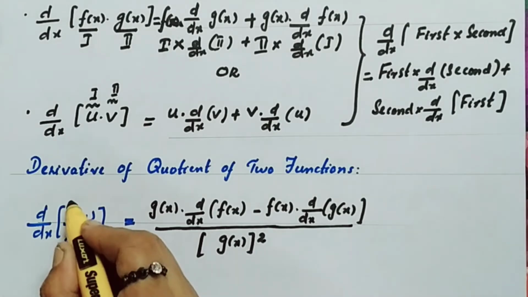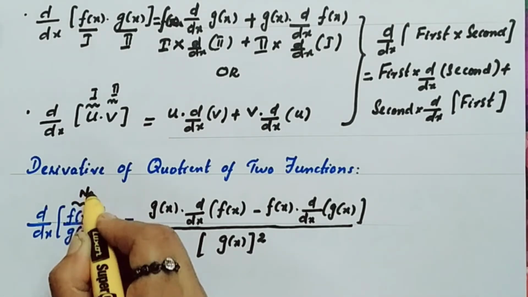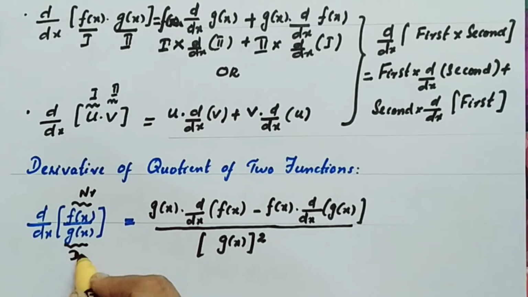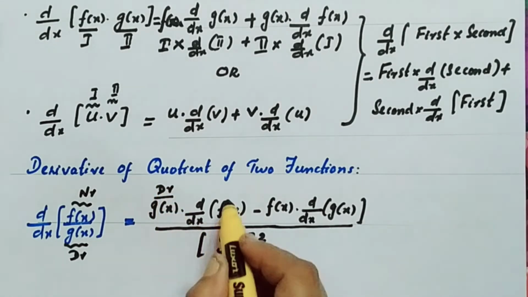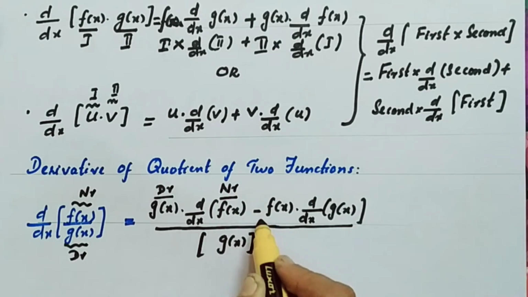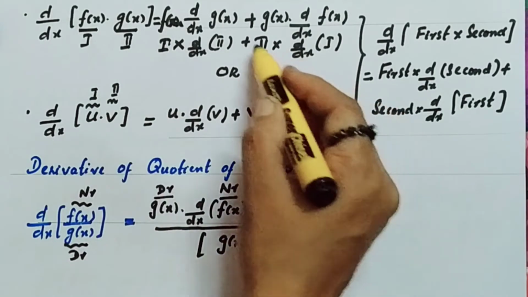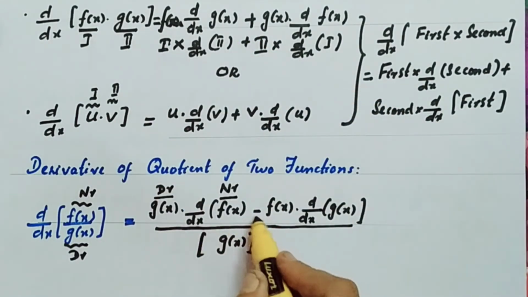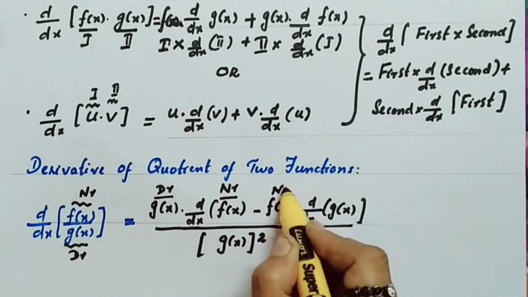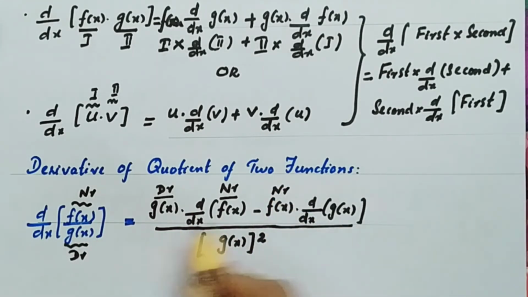That is, if you think of this as the numerator and this as the denominator, derivative of numerator by denominator equals denominator into derivative of numerator minus, in the case of the quotient rule there comes a minus, and in the case of the product rule there comes a plus in between. So denominator into derivative of numerator minus, what is the f(x)? The f(x) is numerator. Numerator into derivative of g(x). g(x) is denominator. The whole divided by this g(x), the denominator square.